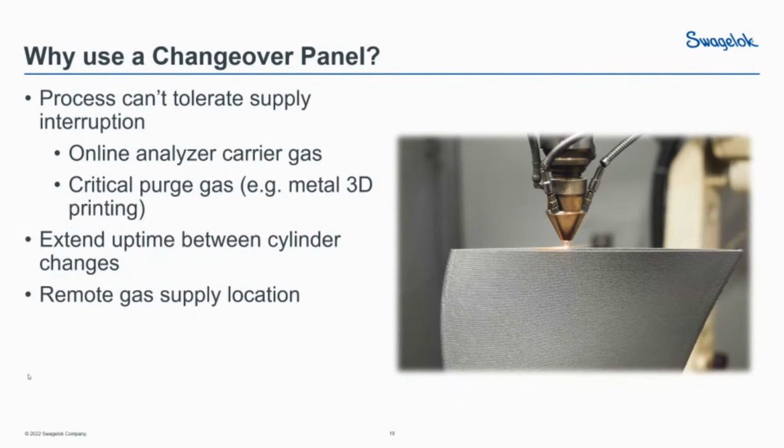We've also used them when there are critical purge gases needed. So a good common example is metal 3D printing. 3D printing has become very popular these days. When you do it with metal, you'll typically be sintering some metal powder at a very high temperature, and you need to keep oxygen away from that. So they'll be plumbing in some inert gas, argon, or some argon mixture. And if you don't want to have an interruption in your print, you may consider using a changeover panel for that.